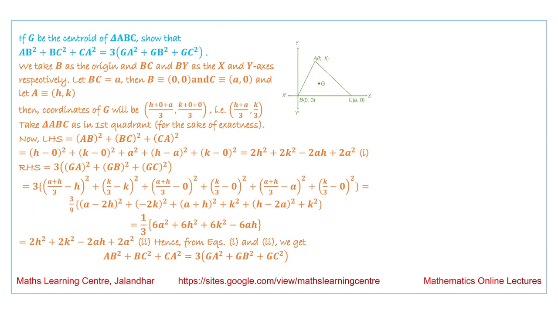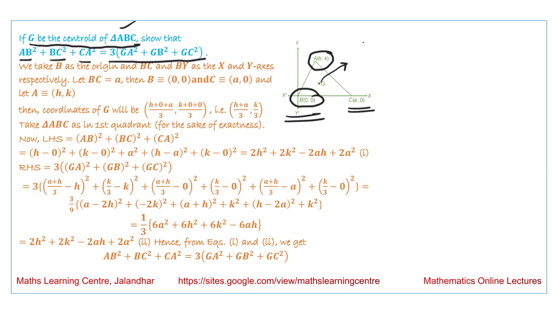Now the next question we have is, if G is the centroid of triangle ABC, we have to show that AB square plus BC square plus CA square is equal to 3 times this value. So again we are considering, suppose this point B lies at the origin. The coordinates of this point C are (a, 0), and the coordinates of this point A are (h, k). Then the coordinates of this point G will be given by ((h plus a) by 3, k by 3). These are the coordinates of the point G that we have.